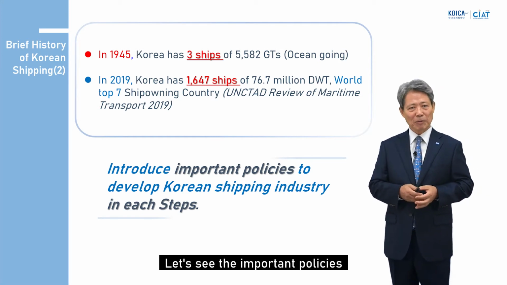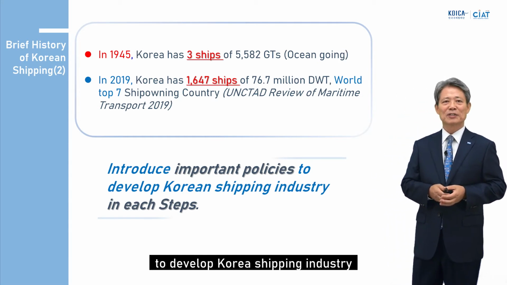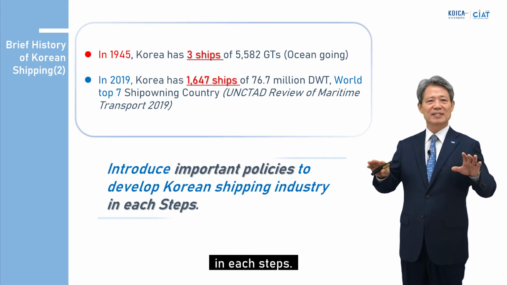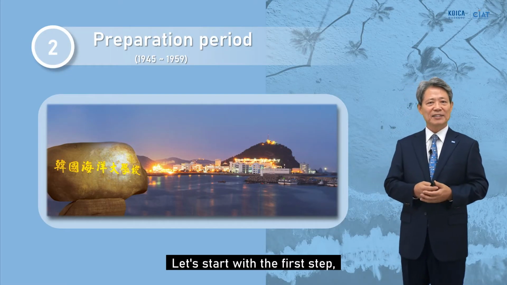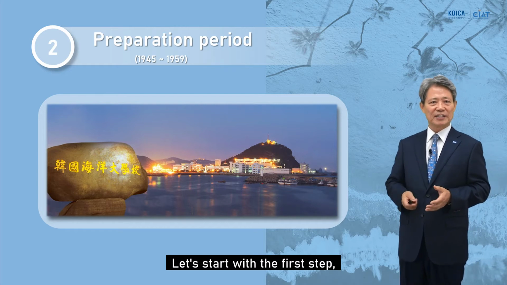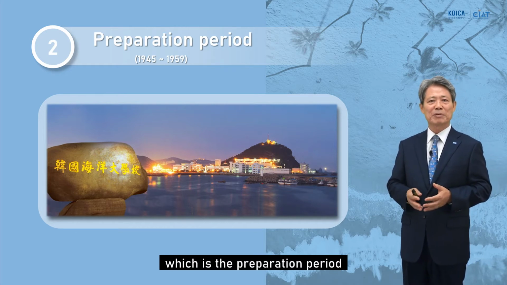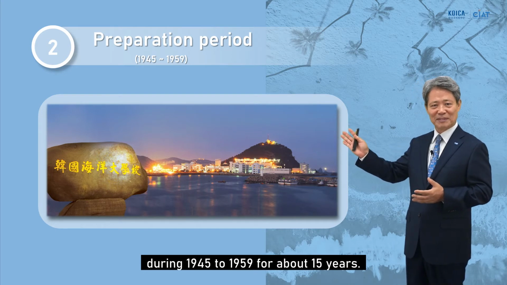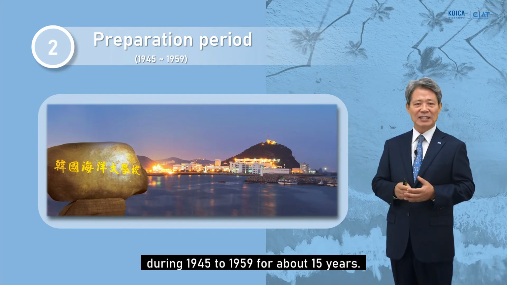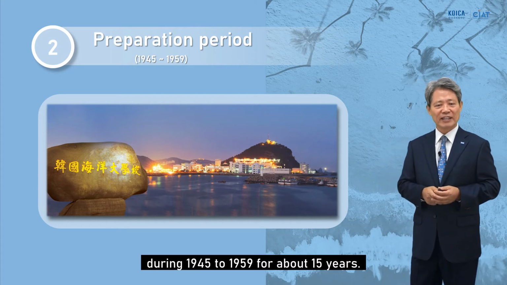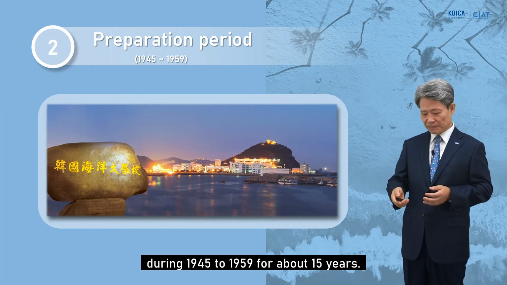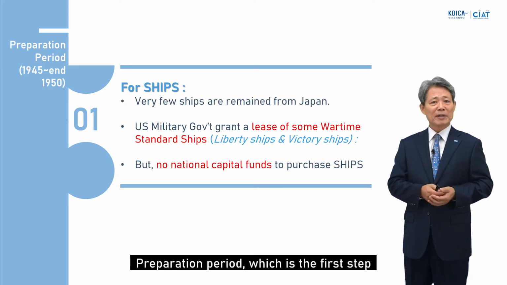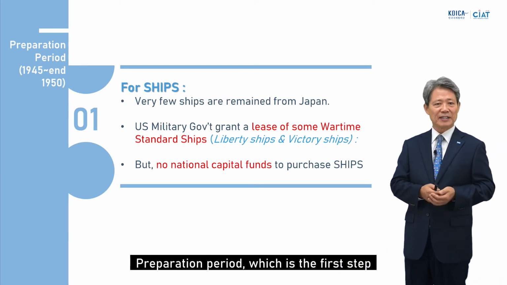Let's see the important policies to develop the Korean shipping industry in each step. Let's start with the first step, which is the preparation period during 1945 to 1959, for about 15 years. Preparation period, which is the first step.